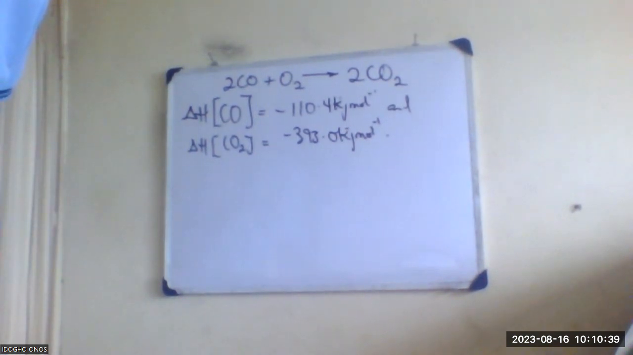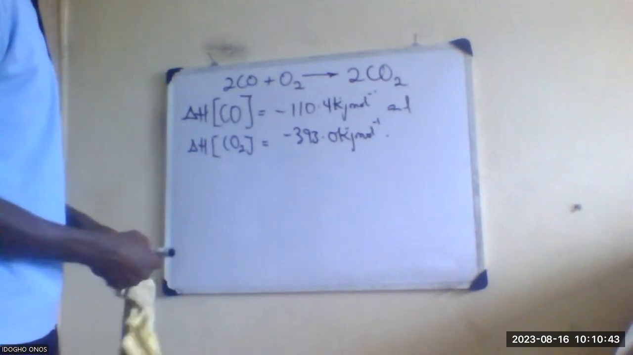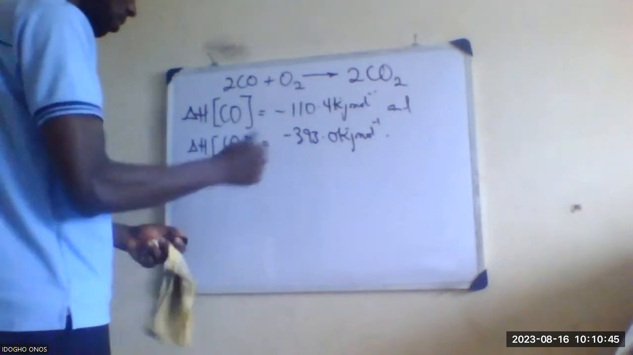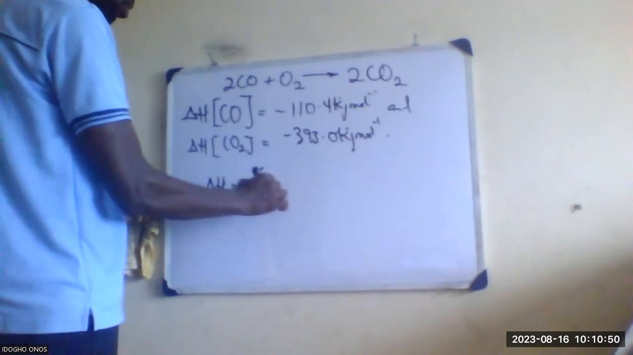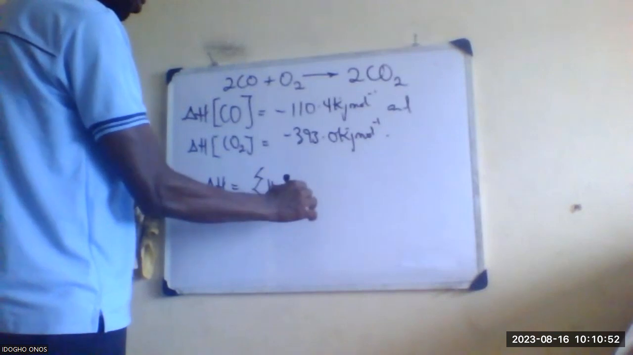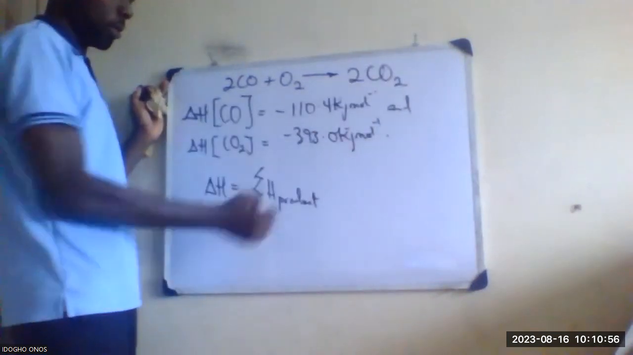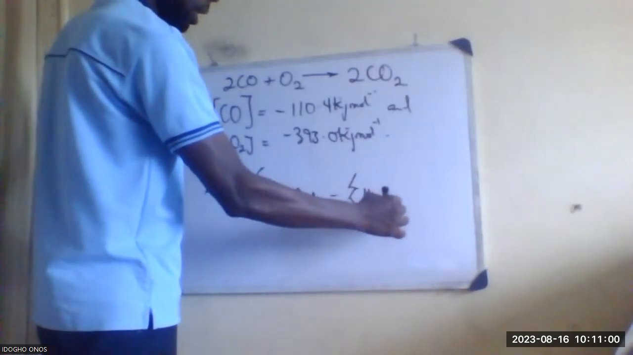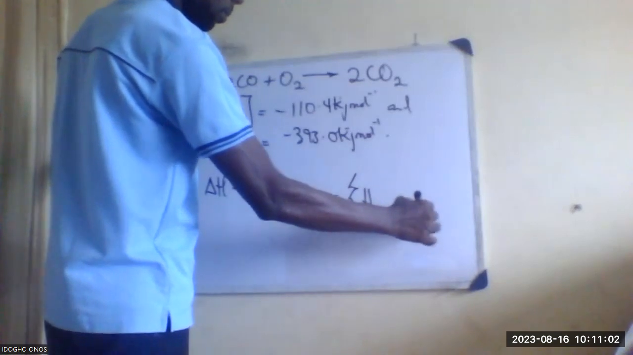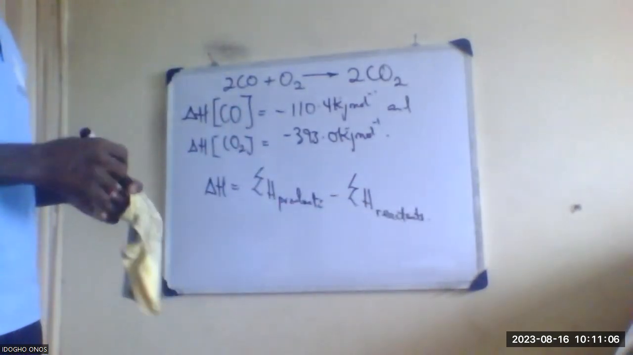Is that okay? Yes. Okay. So the formula again is what? Enthalpy change equals the summation of products, you can write this in full, each product, minus the summation of each reactant. Are you with me? Yes.